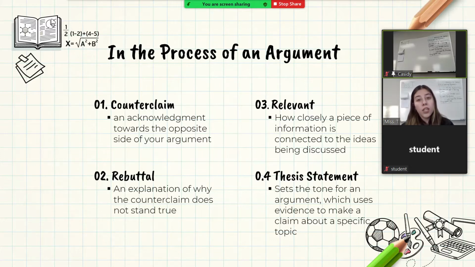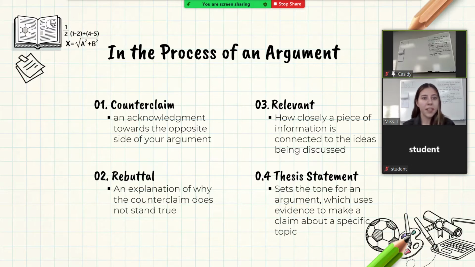When we don't include a counterclaim, we can be perceived as left-leaning or right-leaning, which is usually more of a political thing, like more towards Republicanism, or you're more of a Democrat, but it does take a huge effect on your credibility. So that's part of a counterclaim.